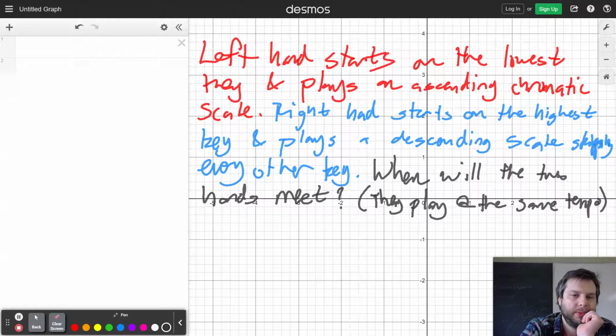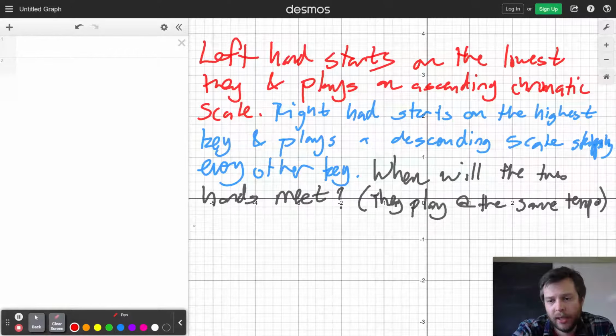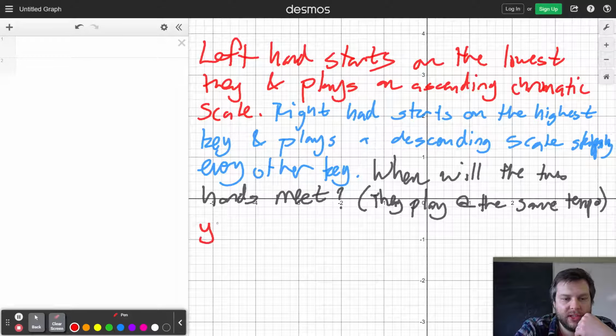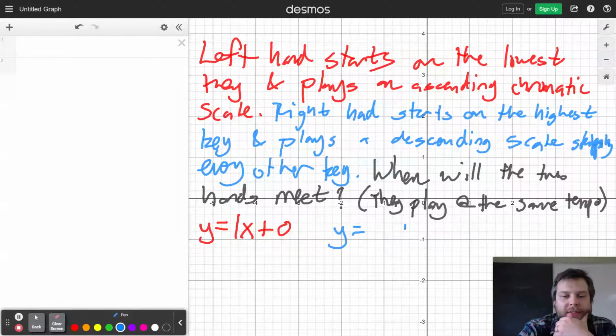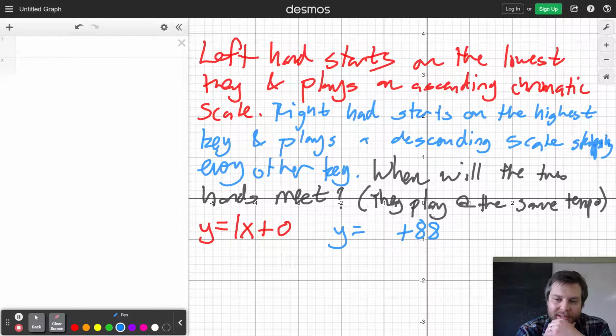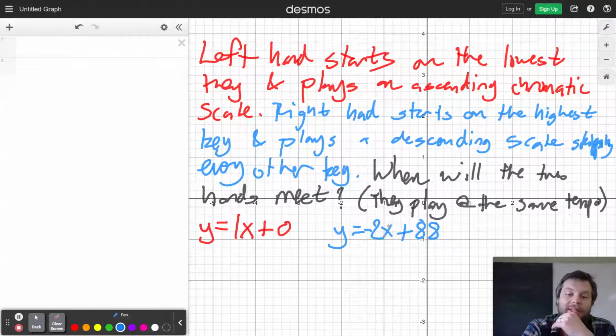So let's write an equation for the red situation, the left hand. The left hand starts on the lowest key. Let's call that key number 0. So the left hand starts on a 0 and plays a chromatic scale. So it plays one key per beat and starts on key number 0. The right hand starts on the highest key, which would be key number 88. So I know it's a plus 88. And it's descending. And when things are going down, we have a negative involved, just like a negative slope goes down to the right. And it skips every other key. So we're going to write down a slope of negative 2x like this.